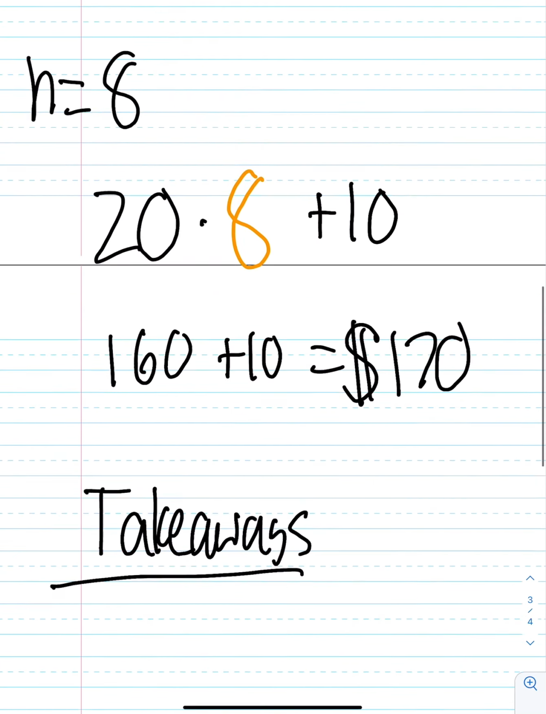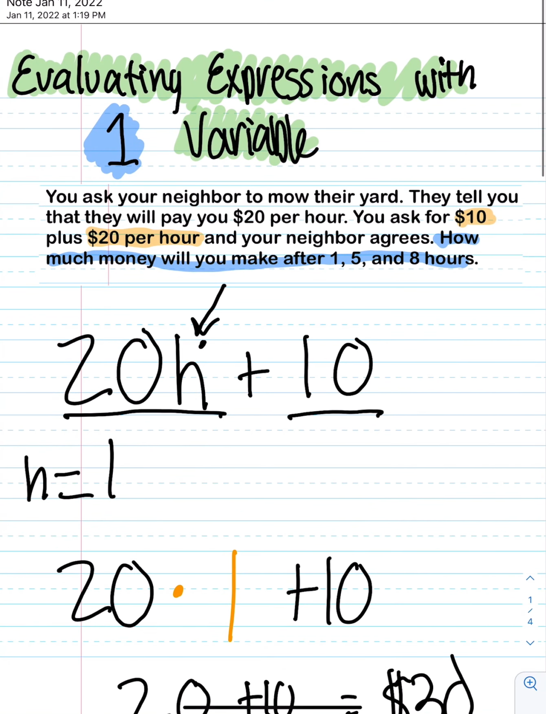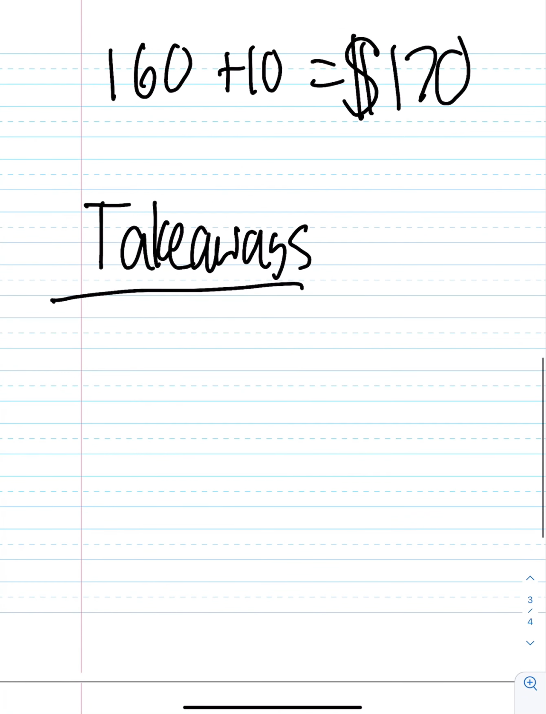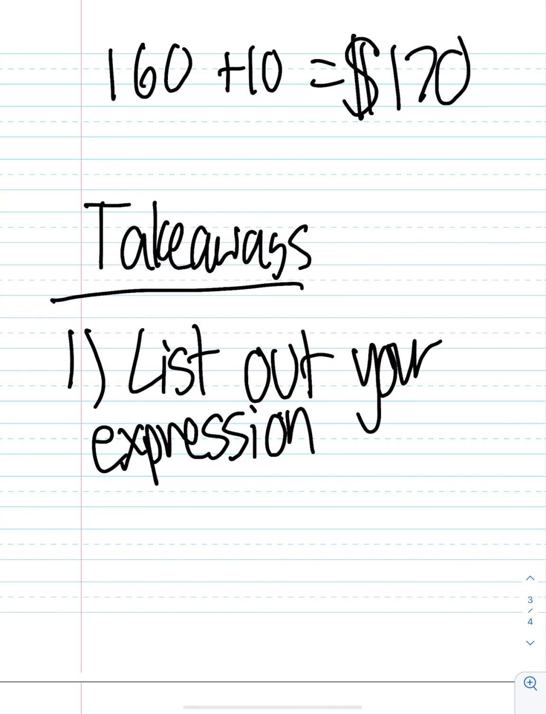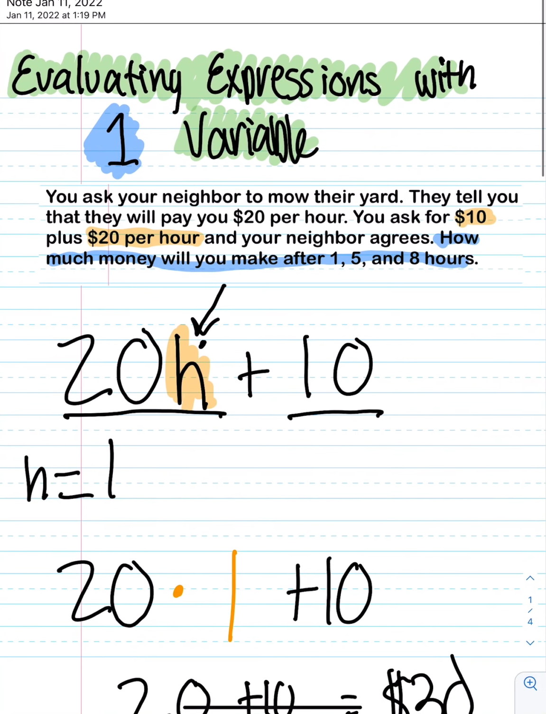So the takeaways for evaluating expressions with one variable, in this case being our h, is to, first off, list out your expression, which we did up here. As you can see, this was our expression. We listed it out, 20h plus 10, and instead of writing h, you could put x, you could put z, you can put whatever you want right here specifically. I put h just because it's per hour, but you could really do whatever you want there.